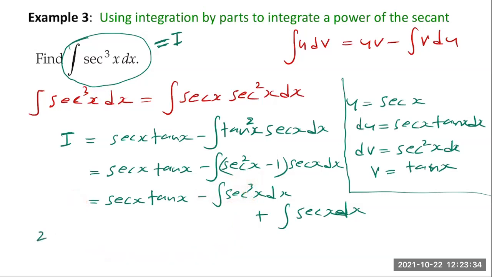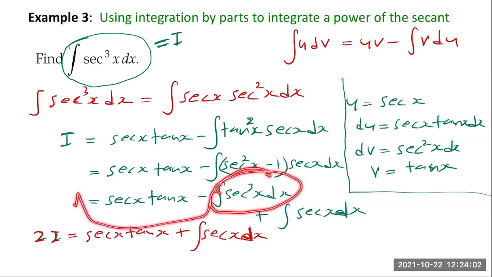If you do that, you get 2I is equal to, because I plus I is 2I, secant x tan x plus the last integral, secant x dx. I moved this term to the other side. This is minus I; if I move that to the other side, it becomes plus I. So we have 2I on the left hand side.